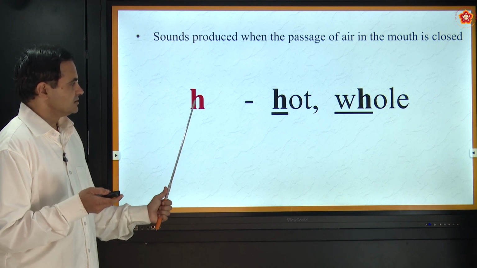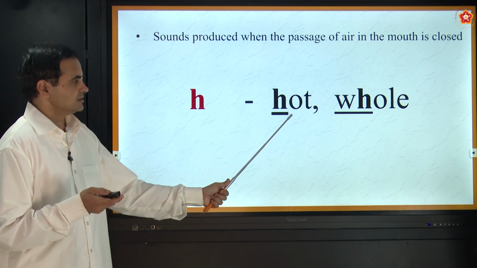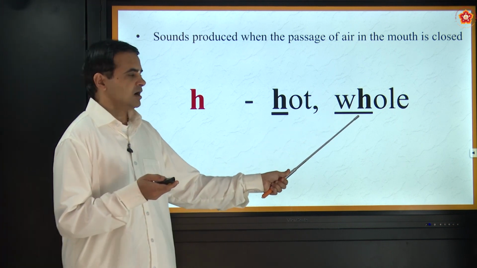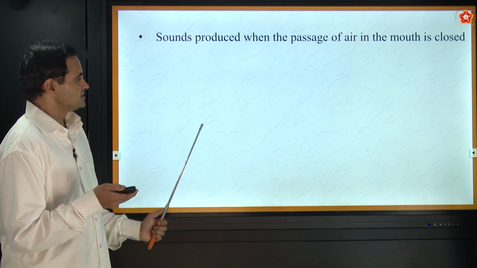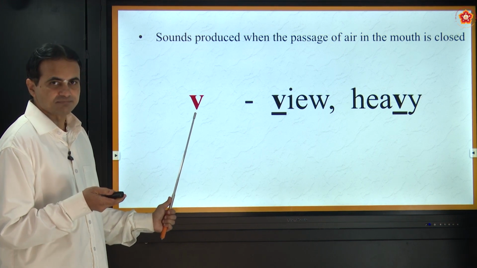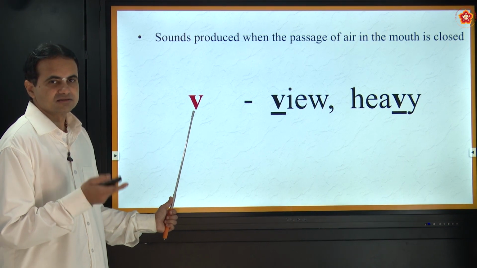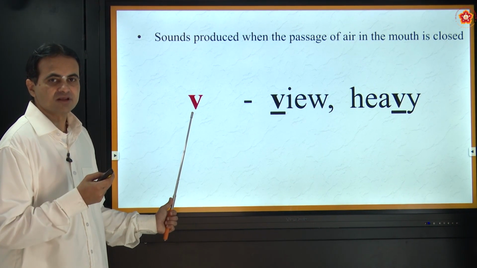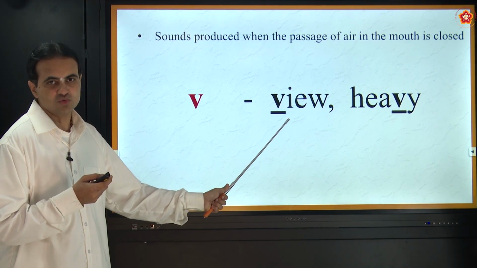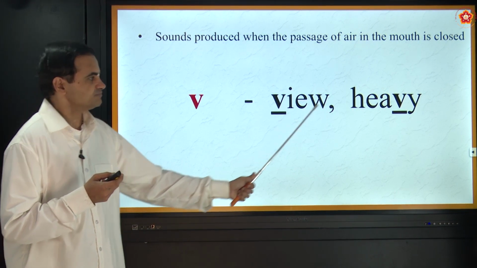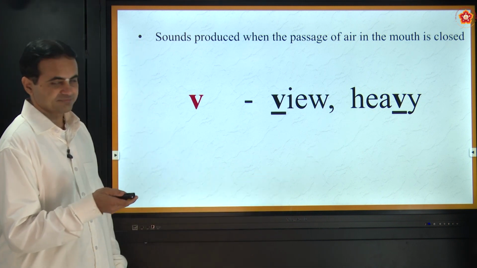Next, H represents the sound H. Examples: hot, whole. Similarly, next one, V represents the sound V. The teeth should touch the lower lip. Examples: view, heavy.